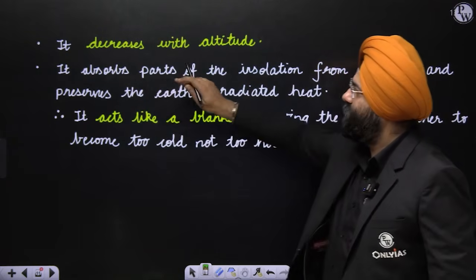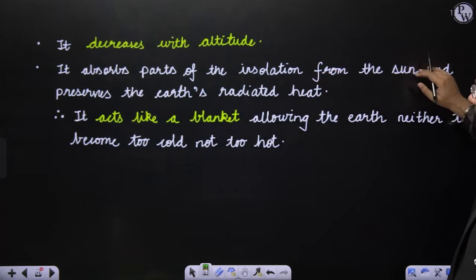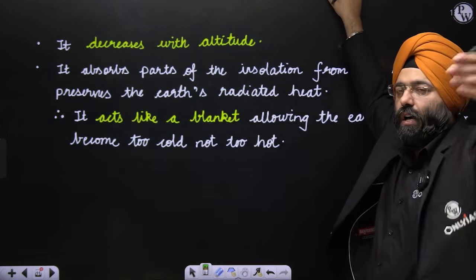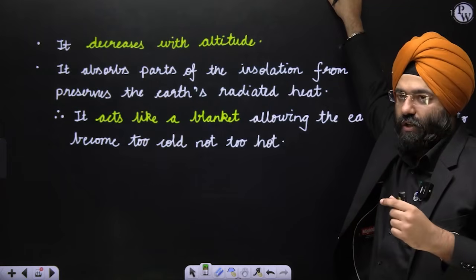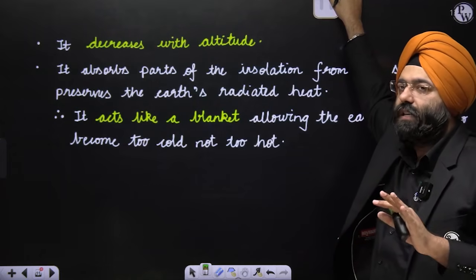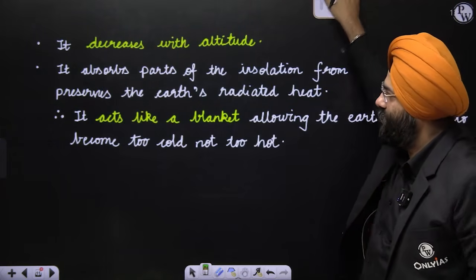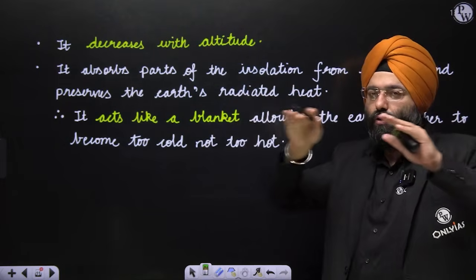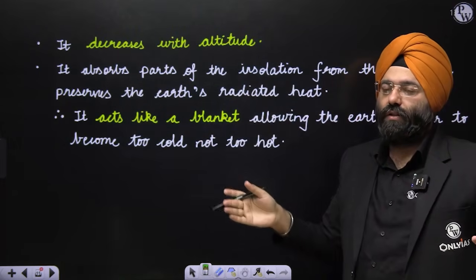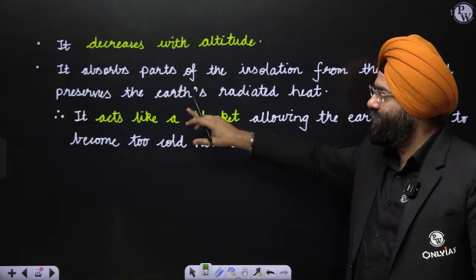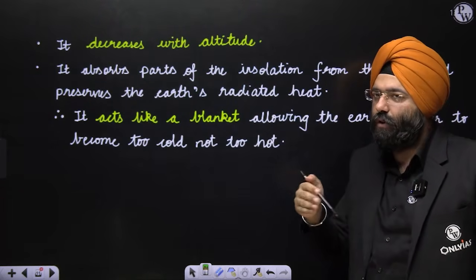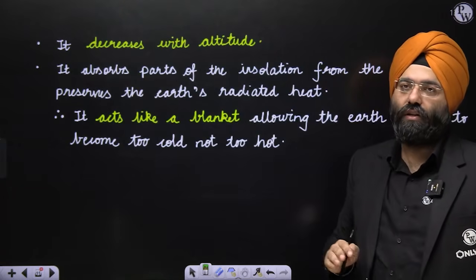Now, it absorbs part of the insolation from the sun and preserves the Earth's radiated heat. Incoming solar radiation is absorbed by the water vapor also, and it preserves the Earth's radiated heat. So, it acts like a blanket in order to maintain the temperature. Remember this. This is again a very important activity. It is a natural blanket. It prevents the Earth from becoming too hot or too cold. Clear? Please note it down.